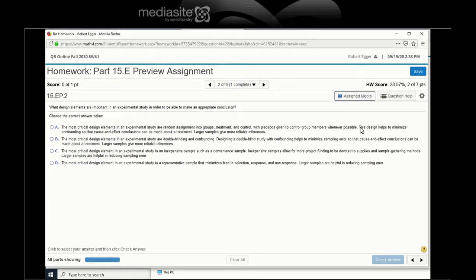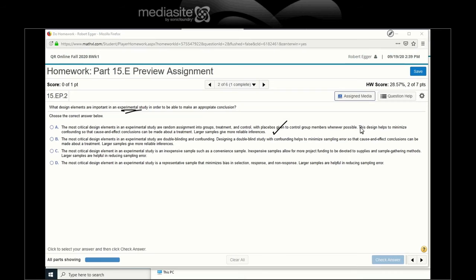What design elements are important in an experimental study? Okay, most critical design elements of an experimental study are random assignment of groups, treatments, and controls, placebos given to group members whenever possible. Control group. This design helps minimize confounding, so that cause and effect conclusions can be made about a treatment. Large samples give more reliable inference. That has strong potential.